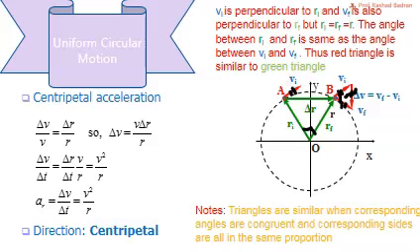And why is this rule applied? Triangles are similar when the corresponding angles are congruent and corresponding sides are all in the same proportion. And this is the case we have here.